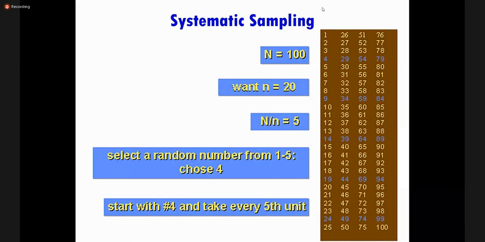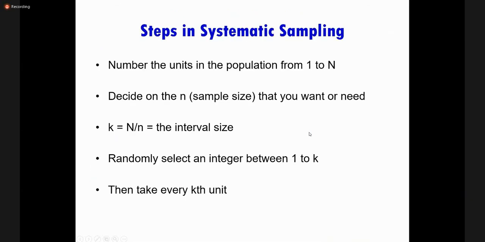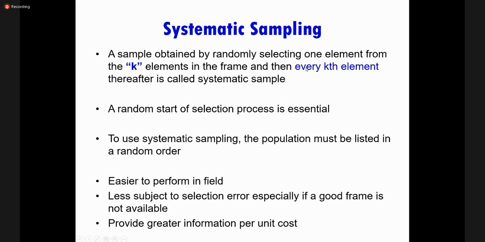This is how you follow every fifth number, the system of 5 that is calculated using the formula, and this formula will always be the same for systematic sampling. The number will be different depending on your total population size and your sample size, and this number is known as the kth number. So now you will easily understand. A sample obtained by randomly selecting one element from the kth elements in the frame, and then every kth element, that was fifth in our scenario, will be selected, and this is an example of a systematic sample. And a random start will be there.